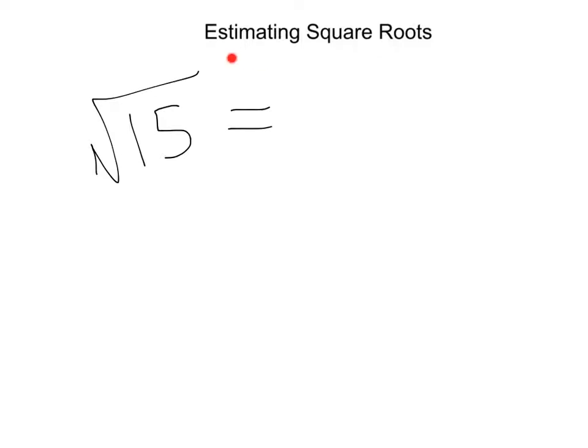In this video, we're going to be looking at estimating square roots. This is when you have a square root that doesn't come out evenly. For example, here we have square root of 15. If I plug that into a calculator, my calculator is going to show me square root of 15 equals 3.8729... keeps on going, keeps on going.